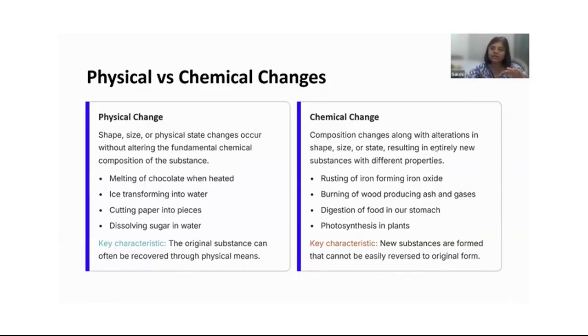Now, what is a chemical change? A chemical change is a change where there are alterations, either in the shape, size, or the state. A new product is formed every time, right? And they are not at all reversible.